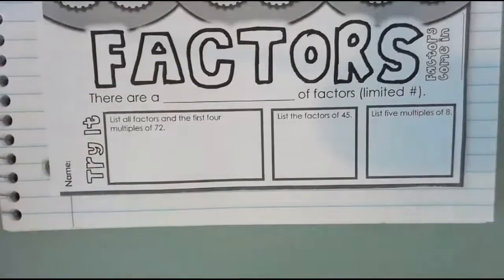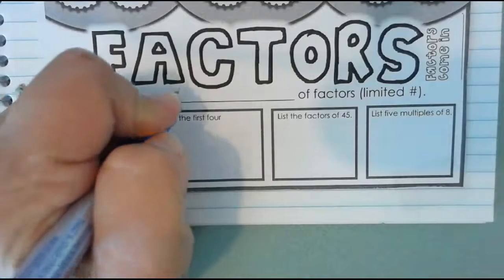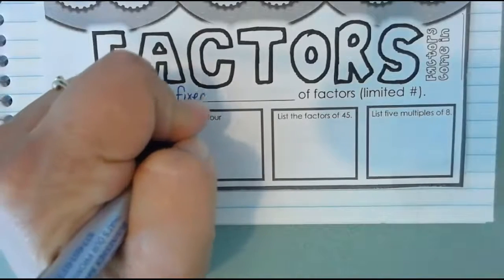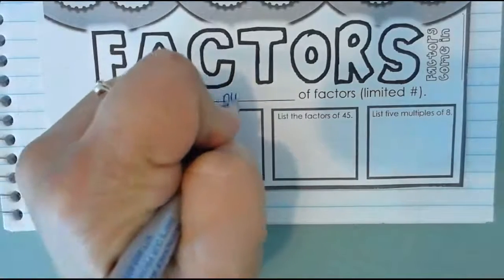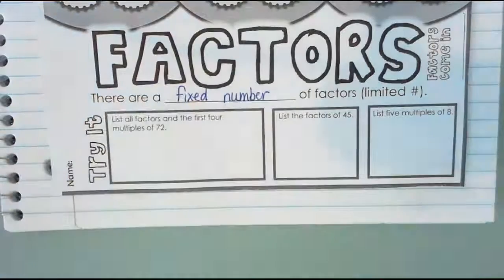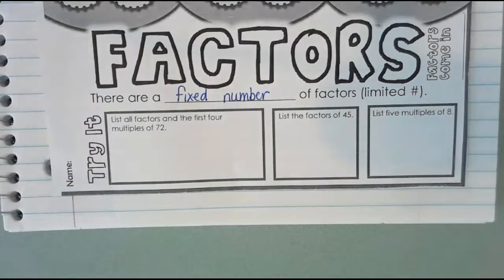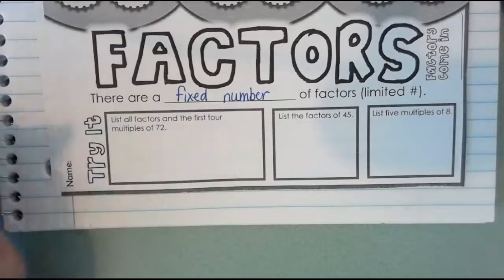Moving down below, there are a fixed, like a set of numbers. So a fixed number of factors. Now, they want us to try it. List all the factors and list 4 multiples of 72.